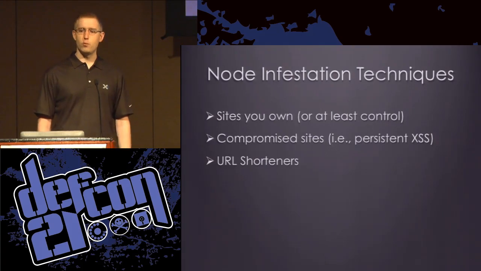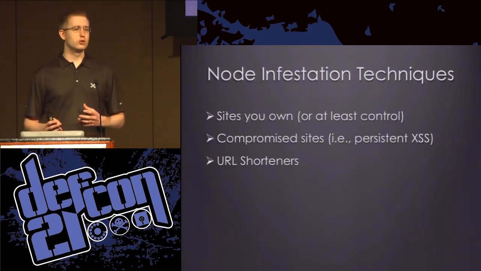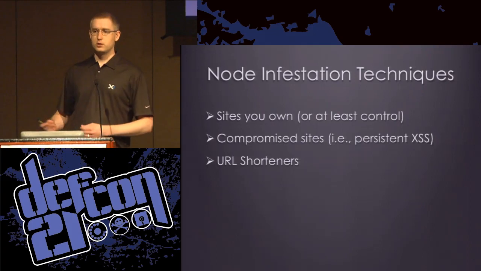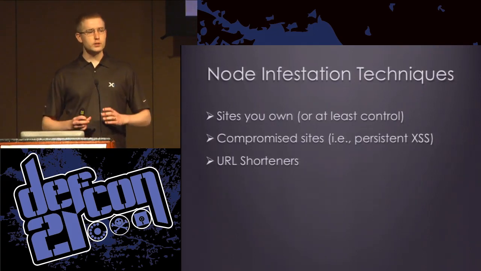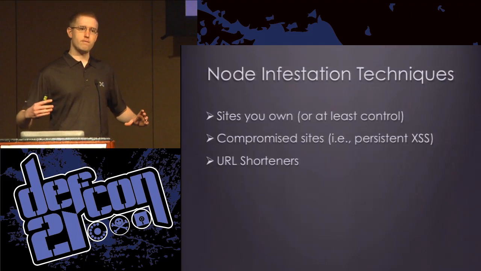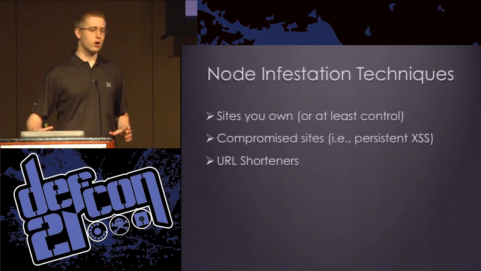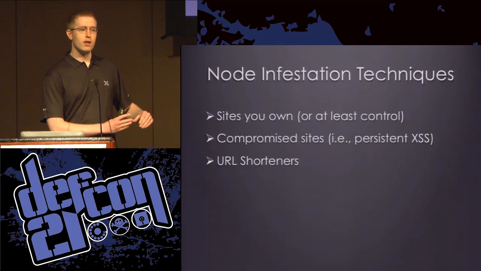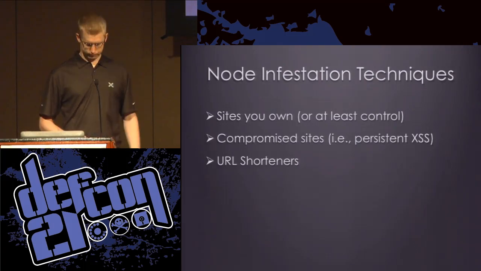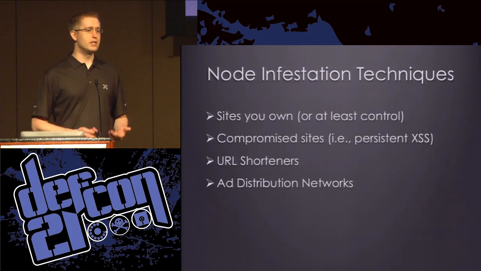URL shorteners are a fun one. Normally you have a URL shortener that simply redirects to the target, but what if we simply load a full screen iframe showing the intended URL, and in the background we have a second iframe that is running our botnet code. You can use ad distribution networks.